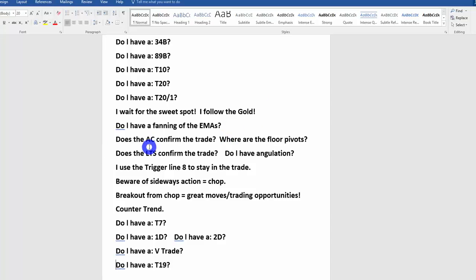Does the anchor chart confirm the trade? Very important. We want to be looking at a time frame. As most of you are aware, with Renko charts, I like to use a time frame twice as high as my entry chart. If I'm trading tick, I like a time frame three times higher. Or if I'm trading a range chart, I go for 1.7 times higher, so twice higher on my Renko.